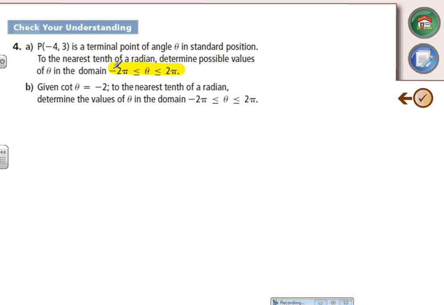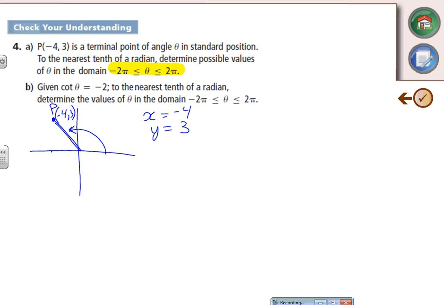So our point, -4, 3. Sketch it. That's your first step. -4 and 3. There's my point P. Connect it back. So I'm rotated this way. That gives me -4 and 3, which means my x value equals -4, and my y value equals 3. And I want to find what is our angle.